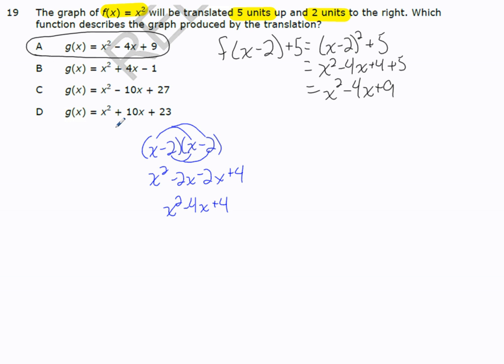Now to check this one, since it's calculator active, I would plug the original in to Y1. I'd plug the thing I think was the answer in to Y2, and I would make sure that it translated 5 units up and 2 units right from here to here.